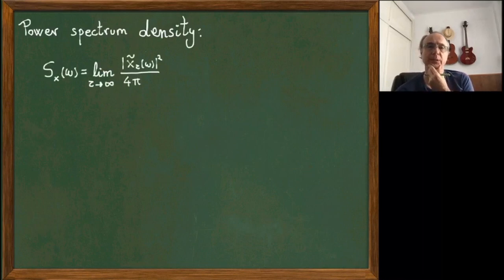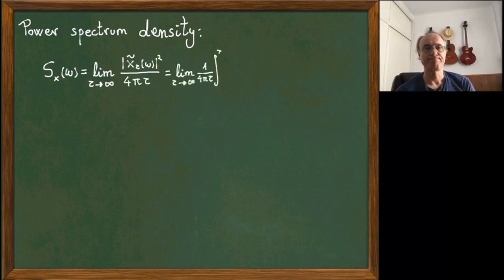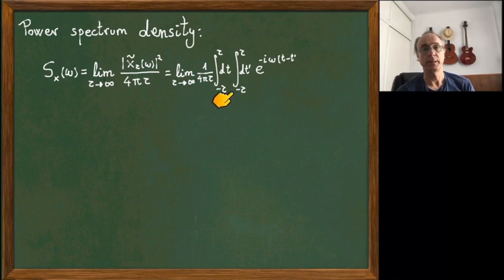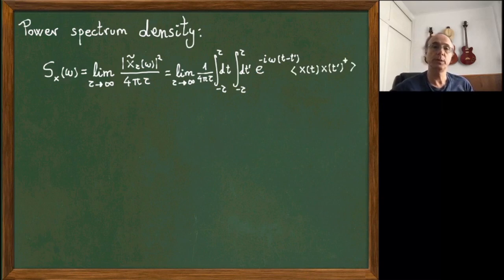So let's analyze this power spectrum density in detail. Let's write again the definition. And now I will write explicitly the two Fourier transforms. So this is the modulus, so I have expressed the finite time Fourier transform as this integral. Now I have to conjugate one of those, and in principle, I have to conjugate the signal as well. And now average. So this would be the expression of the power spectrum density.